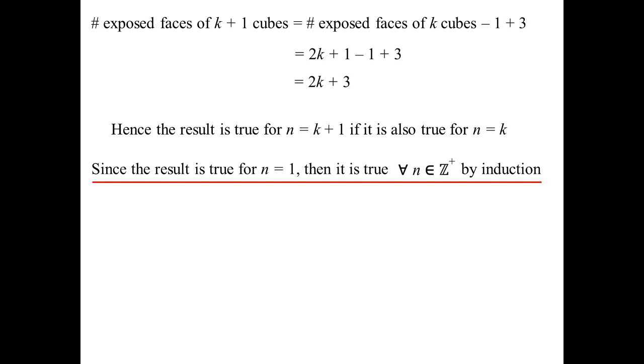So I could say this: the number of exposed faces of k plus 1 cubes will equal the number of exposed faces of k cubes, how many I had, but I've taken one away and I've added 3 more in. Well, that's going to be 2k plus 1, that was my assumption, minus 1 plus 3, which is 2k plus 3. And that's what they wanted me to prove. So hence it's true for k plus 1 if it's also true for k. So it's still using the same idea of inducing the solution. We prove it true for k plus 1 if it's true for k. Since the result is true, etc., etc.